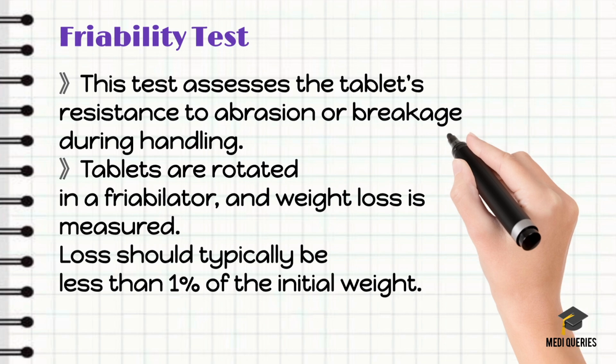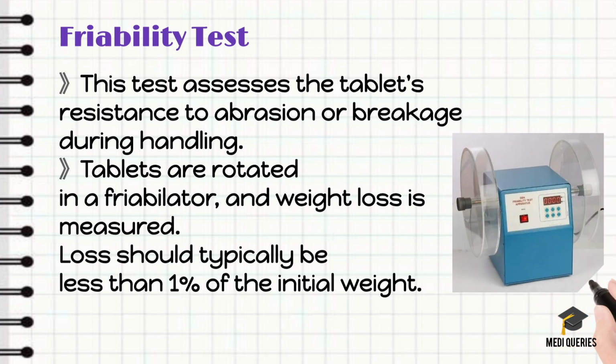So what is the procedure for this test? Here we will use a friabilator. It is an apparatus which mainly consists of a rotating drum with a curved vane. Observe the diagram here. So this is the friabilator. How to do this test: first weigh a sample of tablets, usually 20 tablets, and then place them in the friabilator. Rotate the drum for 100 rotations at 25 rpm for 4 minutes. So for 4 minutes we have to conduct this test.